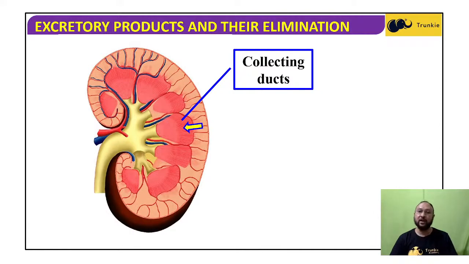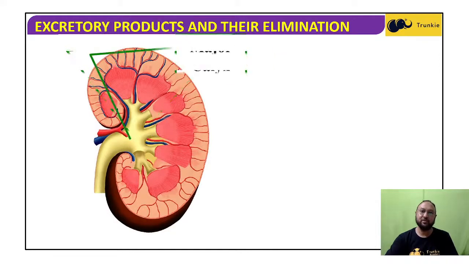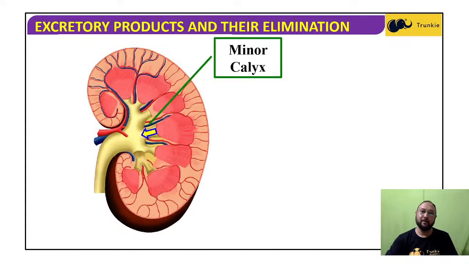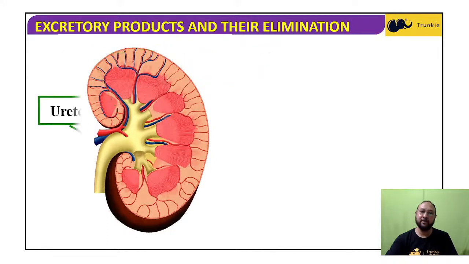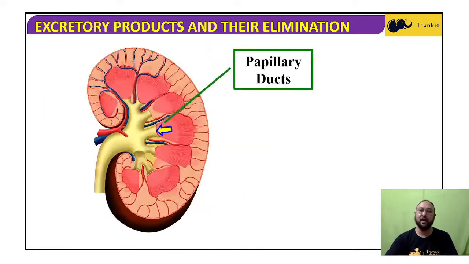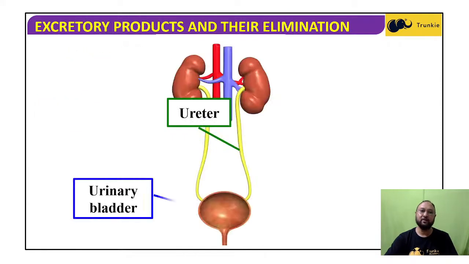Then finally it goes to the collecting duct, and after the collecting duct, it goes to the minor calyx. This is the minor calyx. This is the major calyx. Then to the renal pelvis, then the ureter, then to the urinary bladder. Most of the students are not understanding this. So this is the papillary ducts. Papillary ducts, then to the minor calyx, the major calyx, the renal pelvis, then the ureter, and then the urinary bladder.